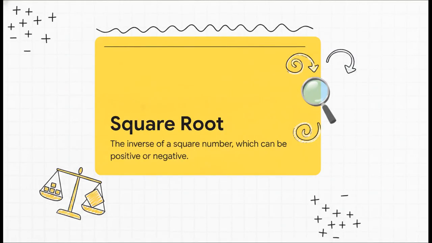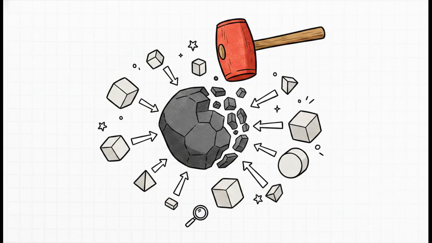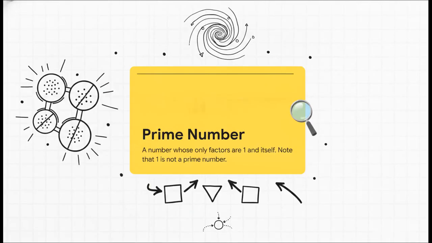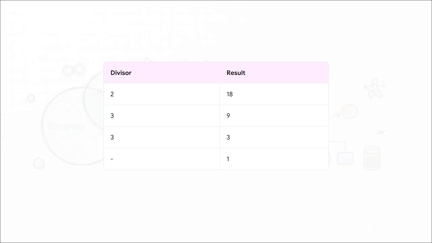The square root works totally backwards. The square root of 16 is 4, but it's also negative 4. All right, now let's break numbers apart into their absolute core ingredients. We call these factors. Prime numbers are like math's unbreakable atoms. They can literally only be divided by 1 and themselves. You find prime factors by sequentially dividing a number, like 18, by primes to reveal its core components.